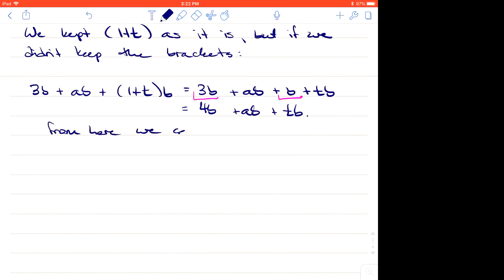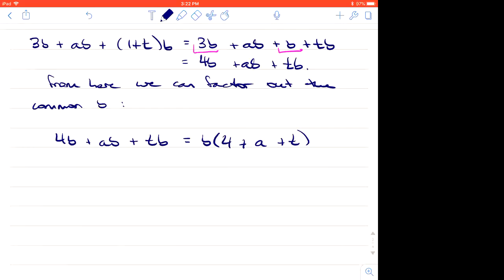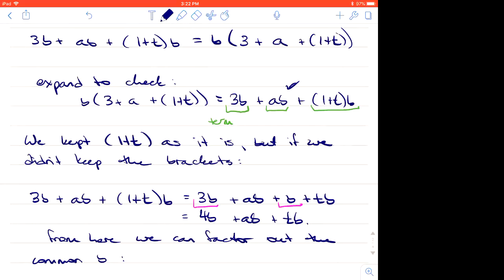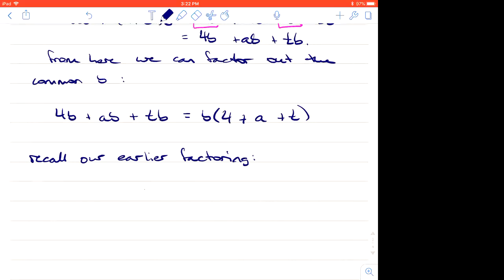From here, we can factor out the common b. All right, we have 4b plus ab plus tb is b times 4 plus a plus t. Changes our factoring a little bit, right? So recall our earlier factoring was, what was it? b times 3 plus a plus 1 plus t.